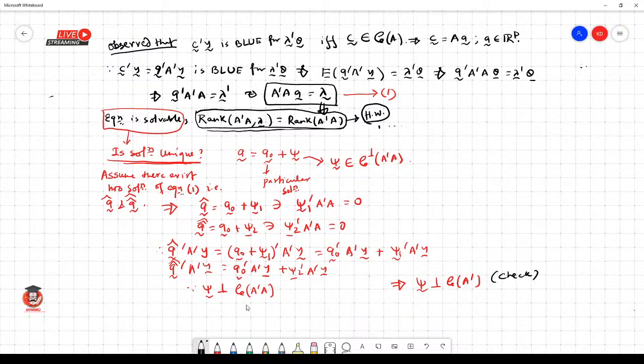Okay, so this means xi1 curl prime A prime y curl is 0 and xi2 curl prime A prime y curl is also 0. Hence Q curl hat prime A prime y curl equals Q naught curl prime A prime y curl, because xi1 prime A prime y is 0. Similarly Q double hat prime A prime y curl equals Q naught prime A prime y, because xi2 prime A prime y is 0. Therefore this solution is unique. The solution is unique.